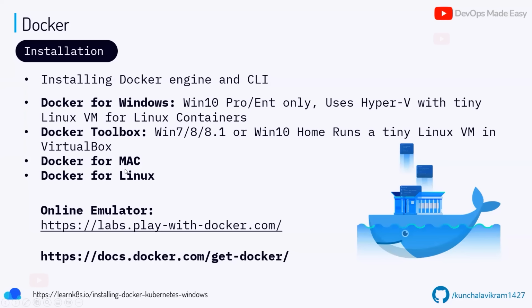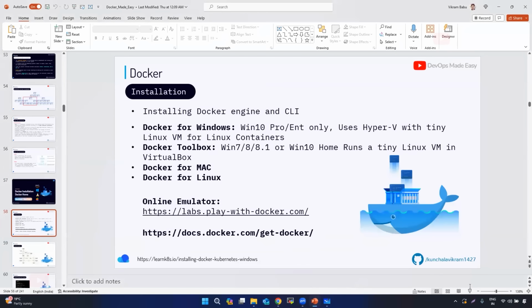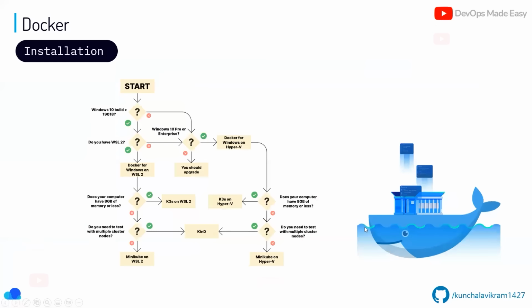For Linux and Mac, it is pretty straightforward. For Windows, that is the only problem we have. If you don't have Windows 10 Pro, you should enable Windows Subsystem for Linux and then run Docker. I have Windows 10 Pro and I have installed Docker on my Windows. I'll show you how that UI looks, how Docker is different from containerd and all those things.